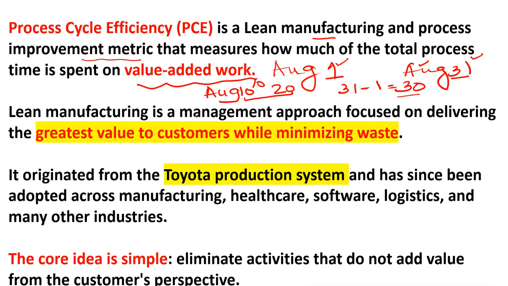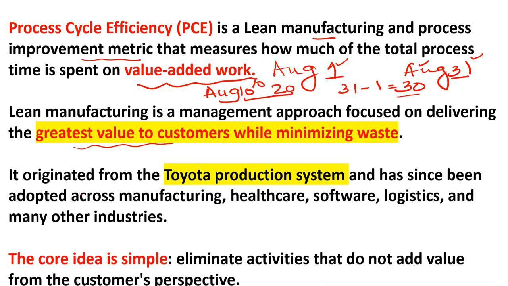So lean manufacturing is the management approach focused on delivering the greatest value to the customers while minimizing waste. If the question comes, in which process we minimize waste and we provide maximum benefit to the customer, then you have to select lean manufacturing, right? So we have to improve the value added work. It is an improvement metric that measures how much of the total process time is spent on value added work.